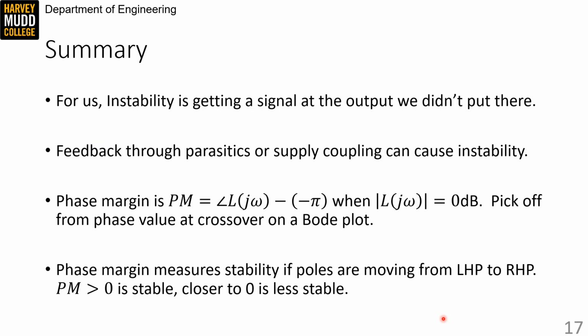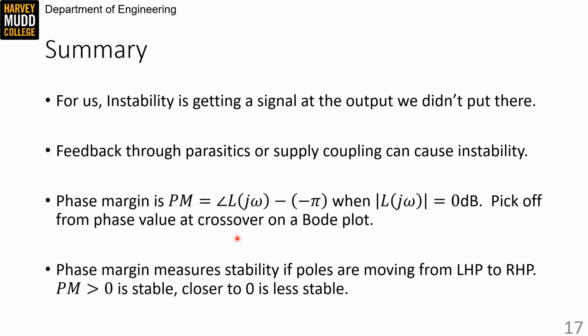So in summary, for us, instability is getting a signal at the output that we didn't put there. Feedback through parasitics or supply coupling can cause instability. Phase margin is the difference between the angle of our loop gain's Bode plot and minus pi, when the magnitude of L(j omega) is equal to 0 dB. So it's the distance from minus pi at crossover, and we pick that off from a Bode plot. We look at where the crossover of our magnitude function is in order to find the phase margin.